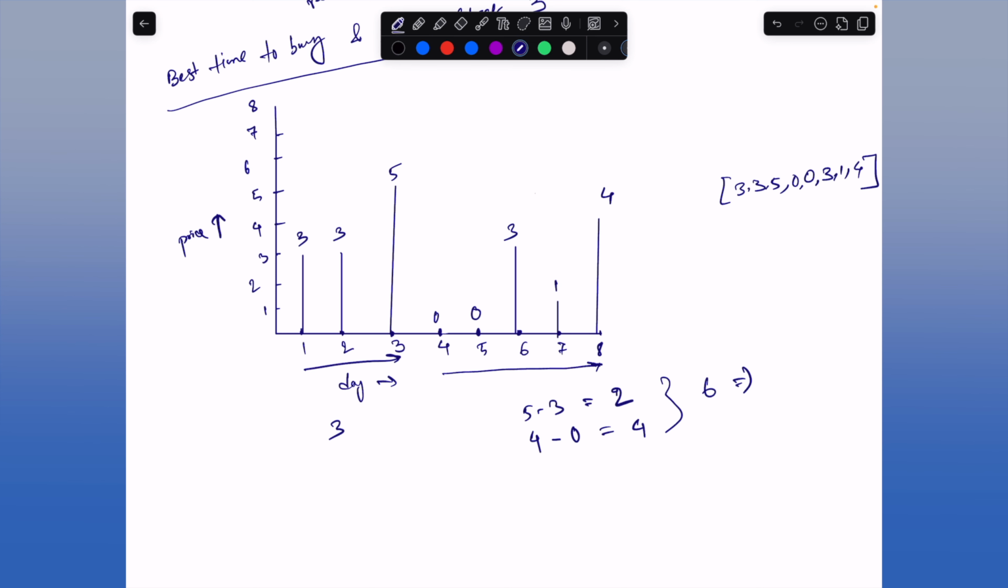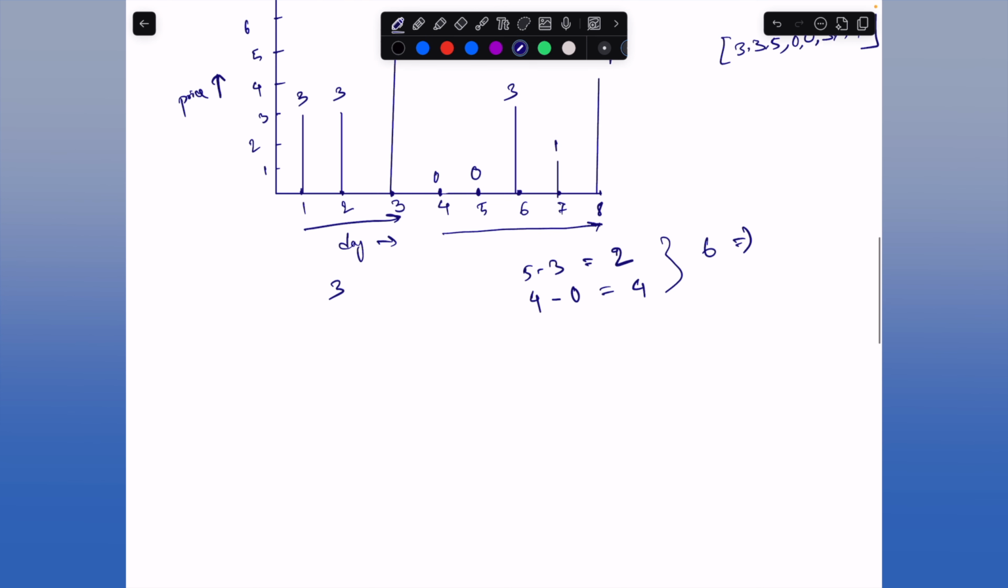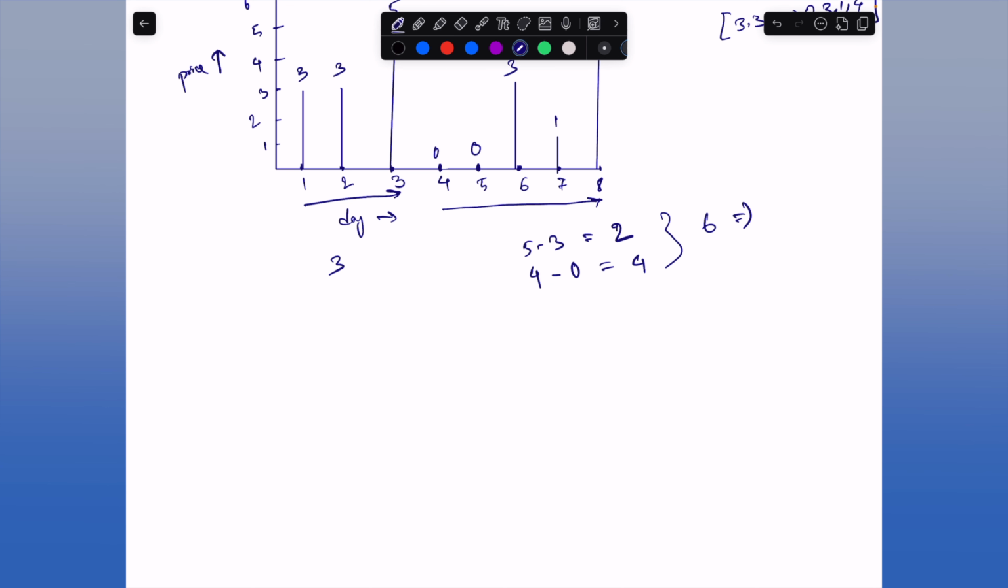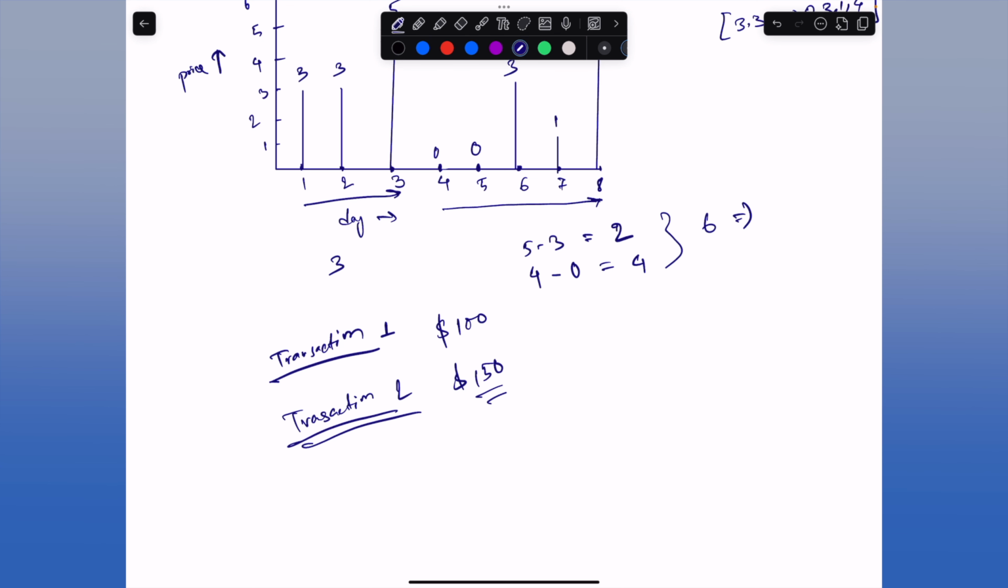One thing we can see: let's say for transaction 1, I made a profit of $100. Now let's say this is transaction 1, and for transaction 2, I need to buy a stock at, let's say, $150. That is the buy price. Now how much extra do I need to pay? I need to pay 50 extra.